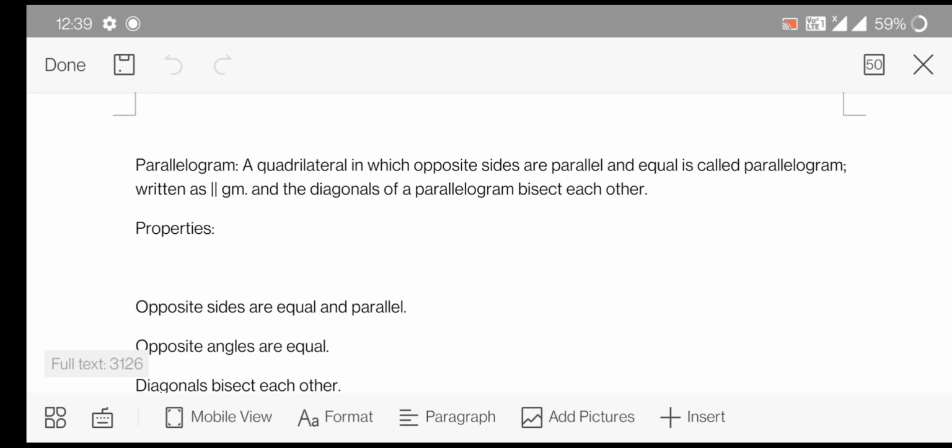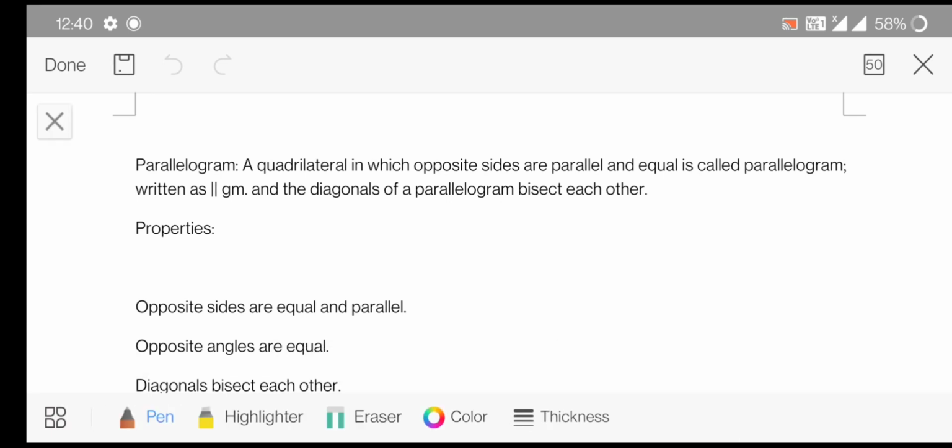As we have completed the basic terms of this chapter, today we'll begin with the types of quadrilaterals as well as the properties of the quadrilaterals, which are quite important for the 9th standard also and 10th standard also. So in that, the first quadrilateral is the parallelogram. The figure of a parallelogram is somewhat like this.